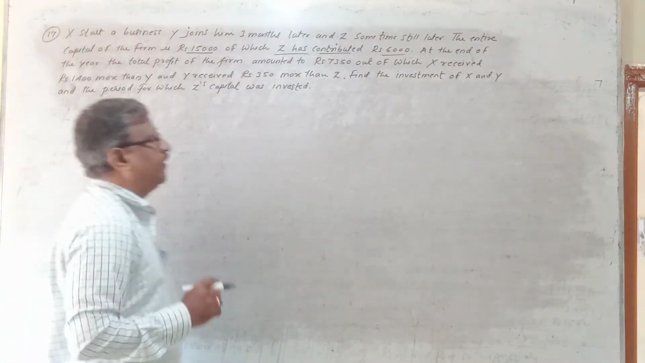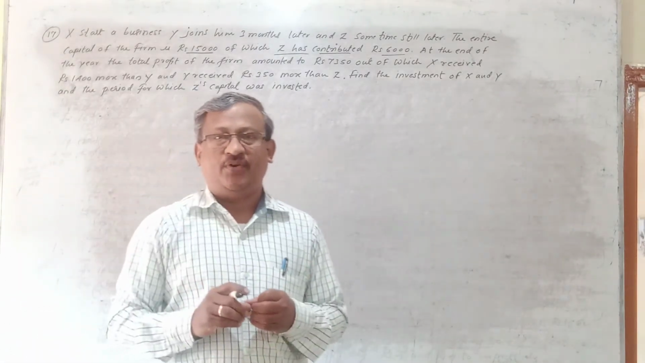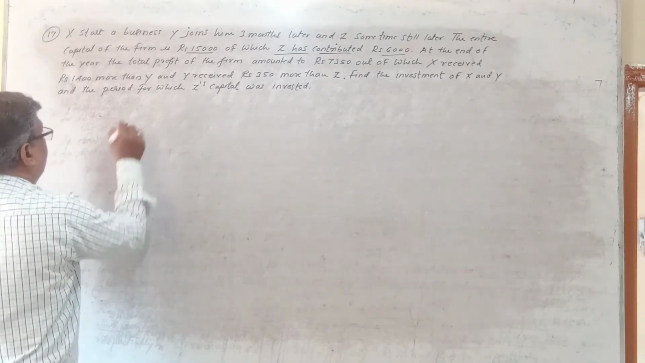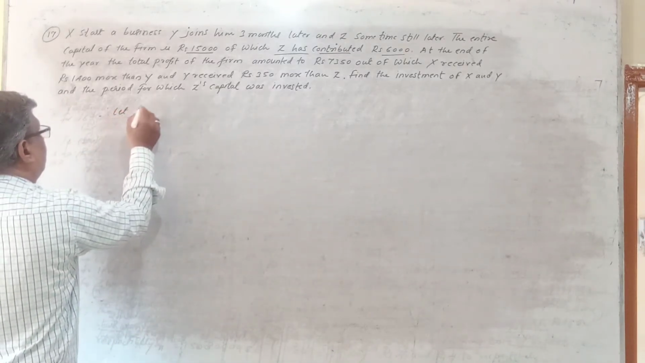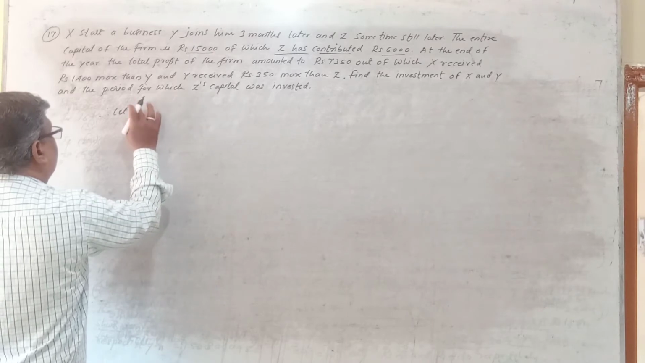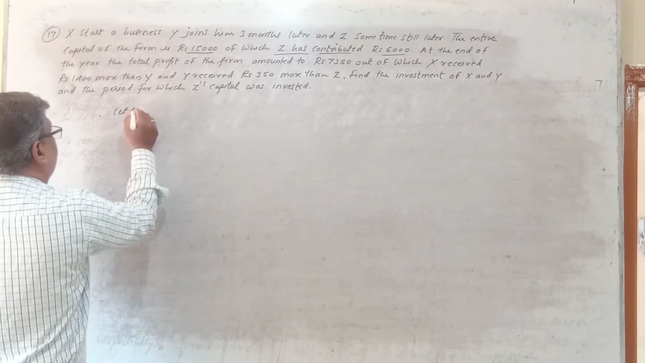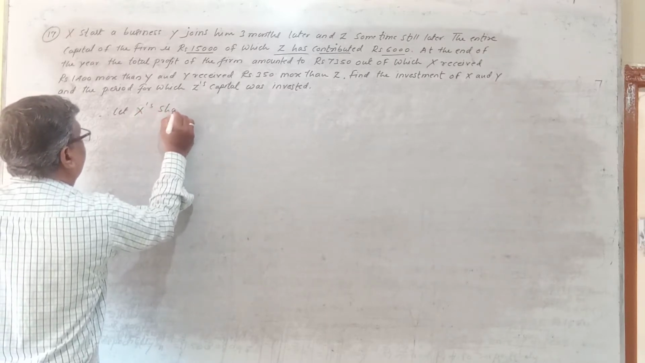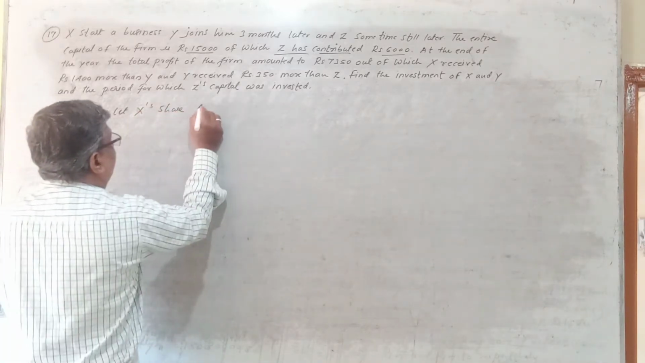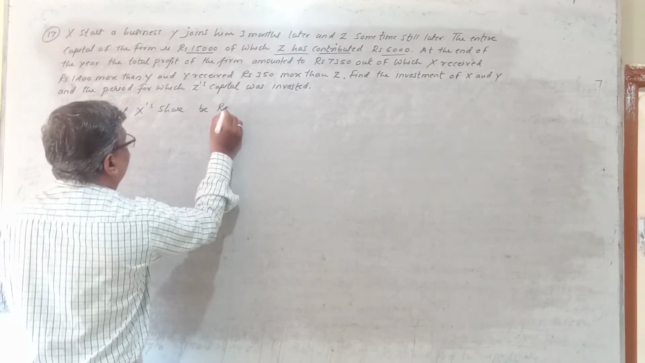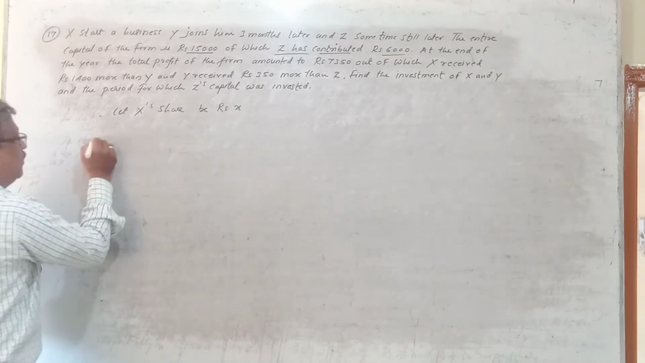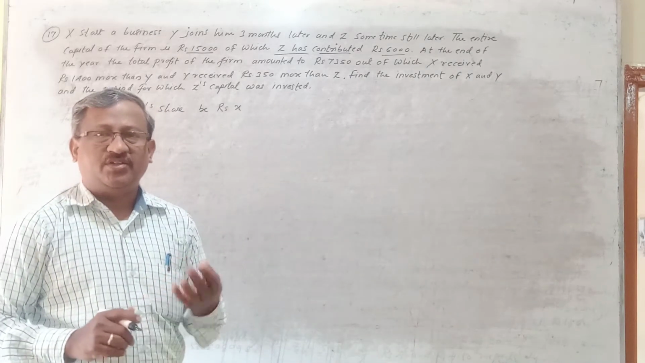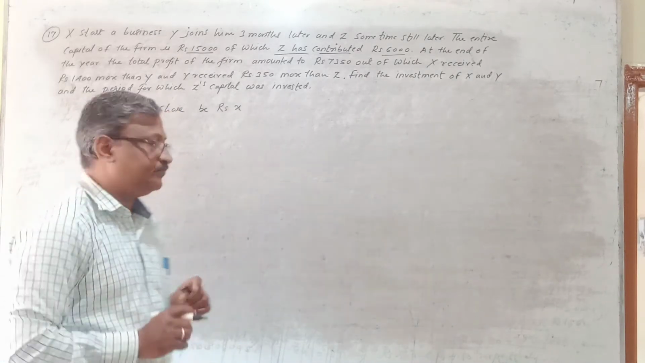So first what you have to find here? First you have to find out the share of profit of X, Y and Z. So for that what you will do? I'll assume the share of profit. Let X's share be rupees X. Okay, X's share I have assumed as X. So from X's share we can easily find out Y and Z's share.